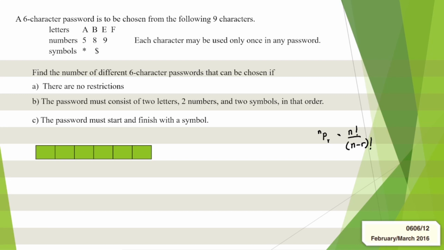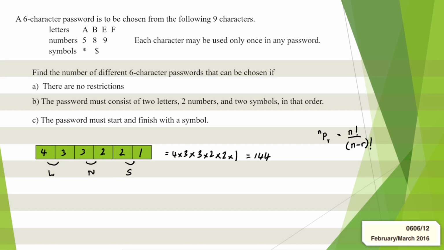So in part B, the password must consist of 2 letters, 2 numbers, and 2 symbols in that order. So the first 2 positions are taken by letters, the second 2 positions are taken by numbers, and the last 2 positions are taken by symbols. So for the letters, there are 4 to choose from. That could go into the first position, and that leaves 3 options for the second position for letters. For numbers, there are 3 options for the first position, which leaves 2 options for the second position. For symbols, there are 2 options for the first position, and in the last position, there is 1 option for symbols. So we can calculate the number of permutations as 4 times 3 times 3 times 2 times 2 times 1. And that will give us 144 permutations.